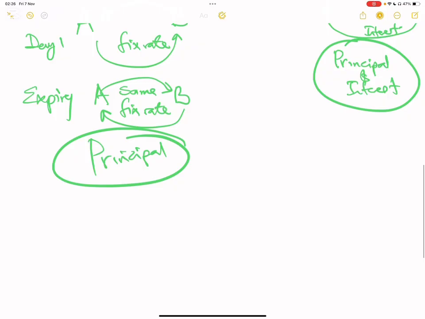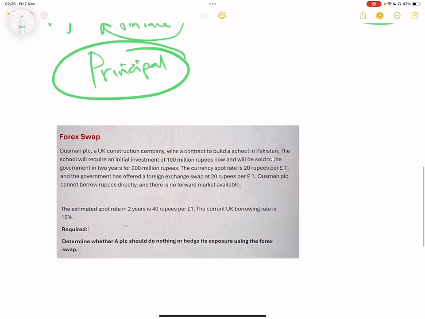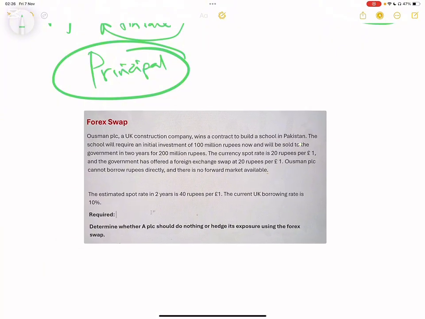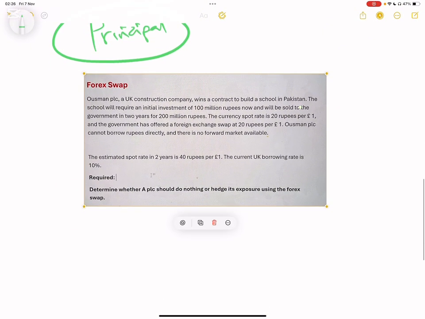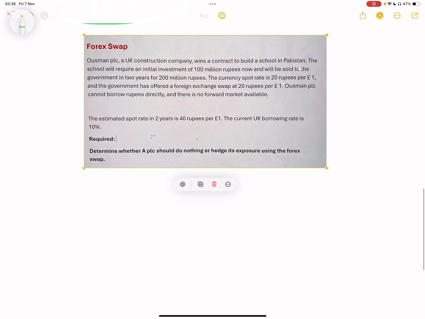Now let's look at a question for both of them just to help you so that you can have a better grasp of what we're talking about. Look at this question. It's on Forex swap. I'm going to be using this question to explain what we've been talking about for Forex swap. You have Usman that wants to go to Pakistan to build a school.